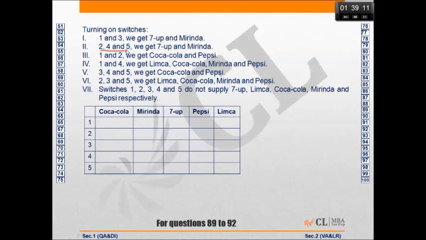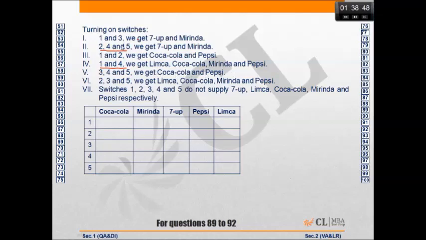So 1, 2 we get Coke and Pepsi. 1 and 2 again, that means Coke and Pepsi. With 1, 4 we get Limca, Coke, Miranda and Pepsi. So for 1, 4 there's nothing in common, and we get Limca, Coke, Miranda, Pepsi.